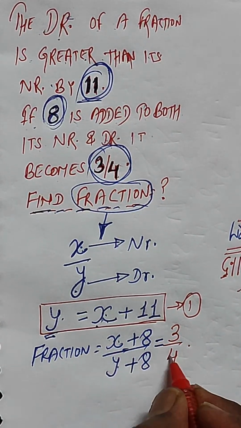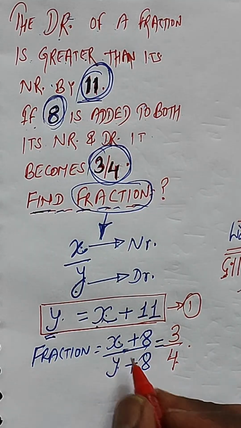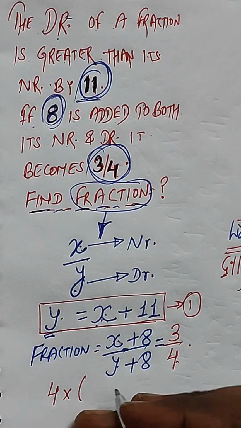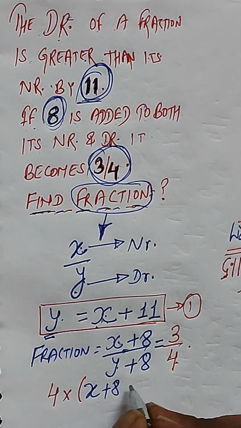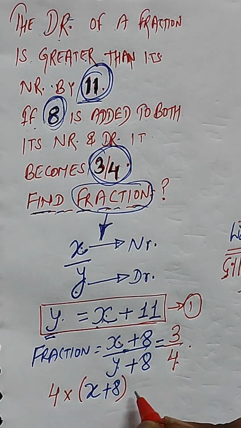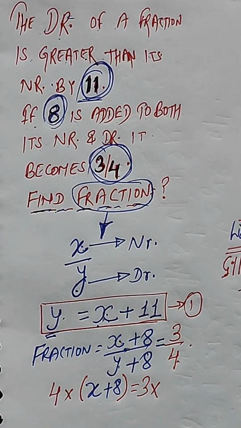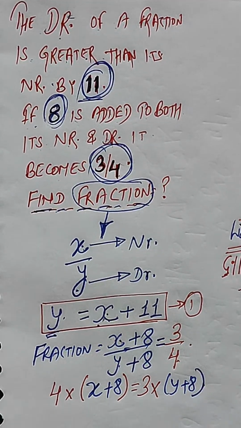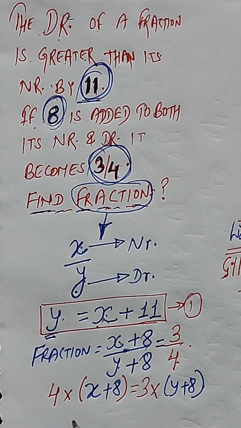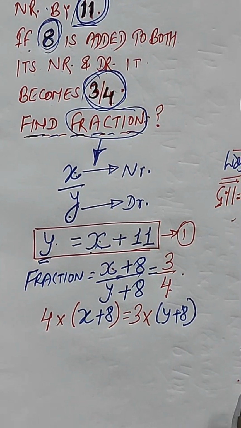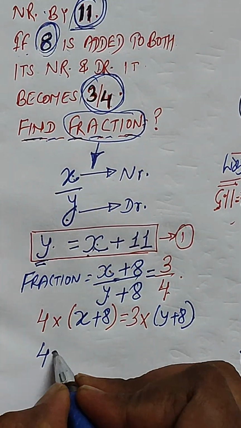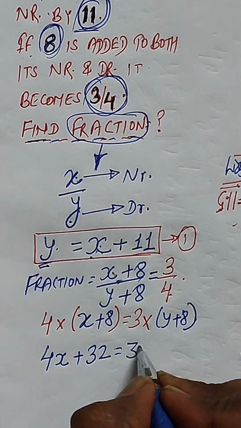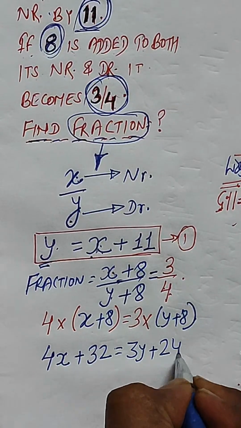Just equate it with 3 by 4, right? Now simply solve it, cross multiply. This will be 4 times (x plus 8) is equal to 3 times (y plus 8). This will give you 4x plus 32 is equal to 3y plus 24.